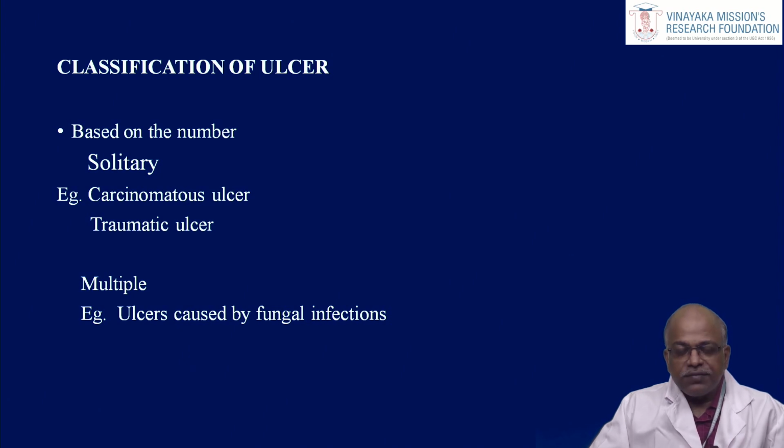The ulcers are classified based on the number, usually as solitary and multiple. Solitary ulcers are usually traumatic ulcers or carcinomatous ulcers. Multiple ulcers are caused by deep-seated fungal infections such as mucormycosis, aspergillosis, blastomycosis, coccidioidomycosis, histoplasmosis.